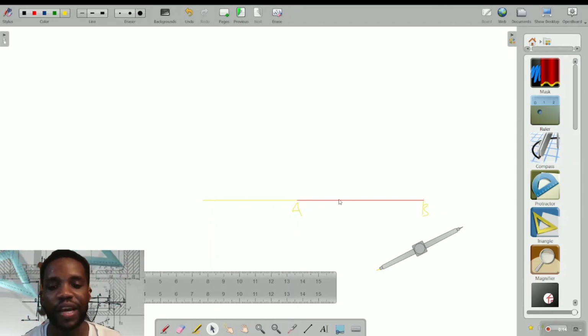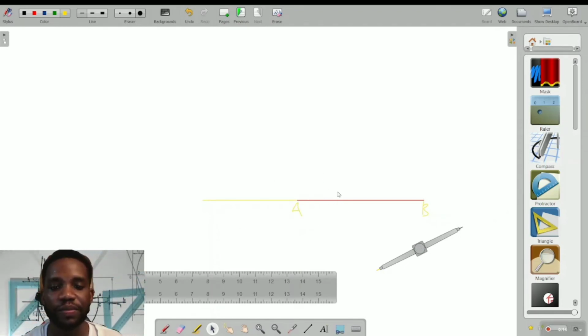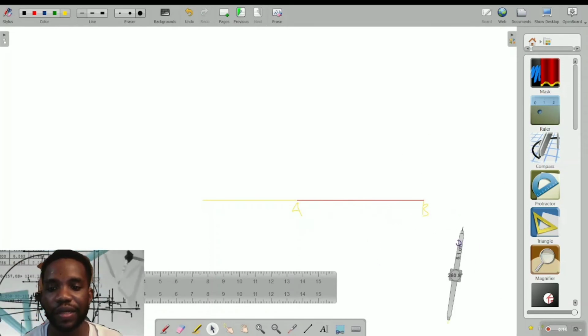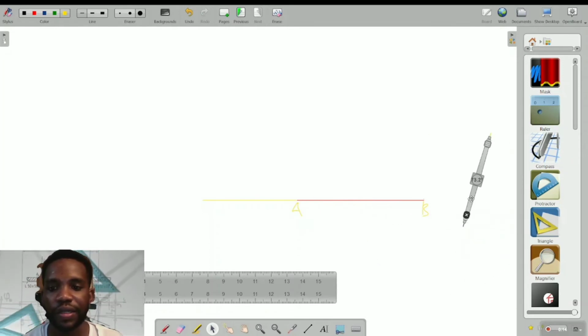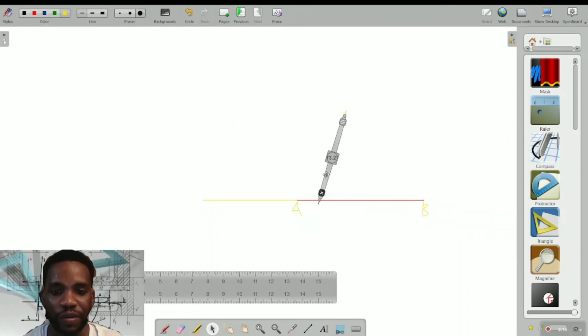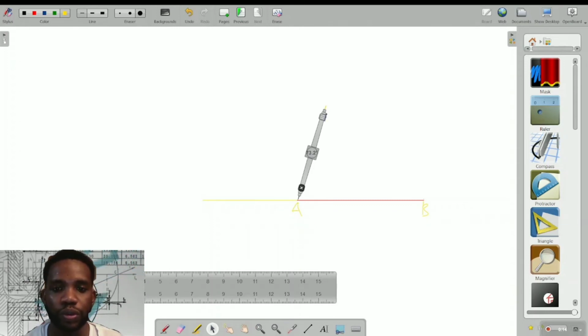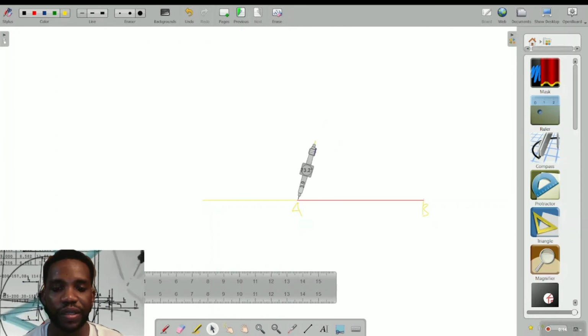Now I'm going to readjust my compass because I'm going to be putting the compass point right here where I have A, and I want to swing a semicircle that cuts both my construction line, which is the yellow line, and also my main line, which is my red line. So let me go ahead and put it right there. Alright, so this is my compass. I'm going to be putting the compass point here. I don't want it too big because I need it to cut both lines, right?